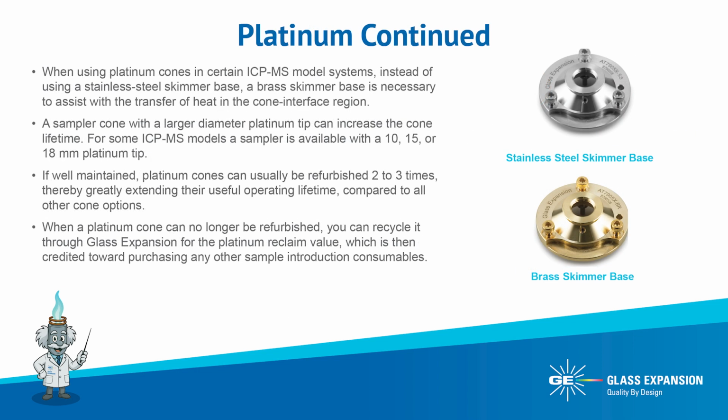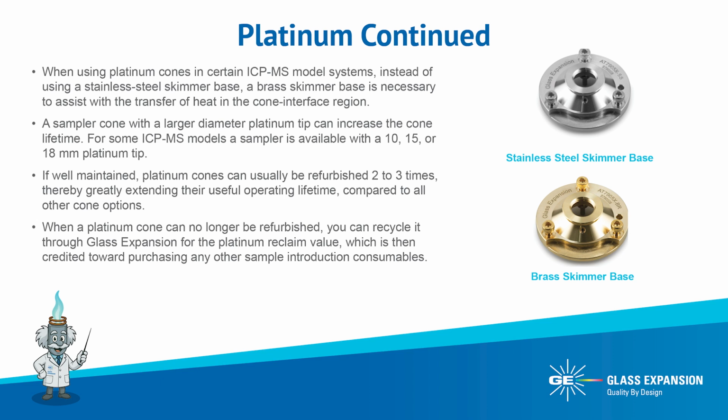Let's look at some of the unique features and benefits of platinum cones. When using platinum cones in certain ICP-MS models, a brass skimmer base is required, instead of a stainless steel base, to help heat transfer in the cone interface area. A sampler cone with a larger diameter platinum tip can extend the cone's lifespan. For some ICP-MS models, a sampler is available with 10, 15, or 18 mm platinum tips.